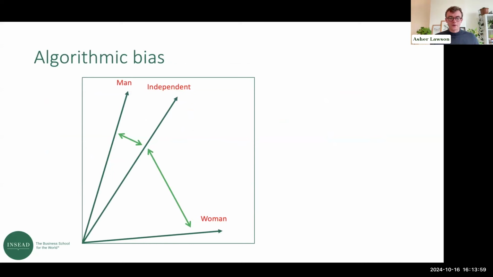This kind of technical basis aside, the main topic of today's talk is going to be how do these LLMs, how do these methods encode biases as well as attitudes? And what do we need to do when we think about this?